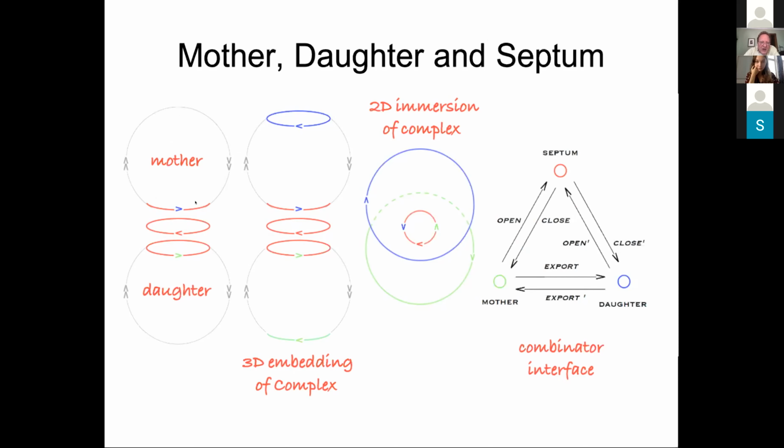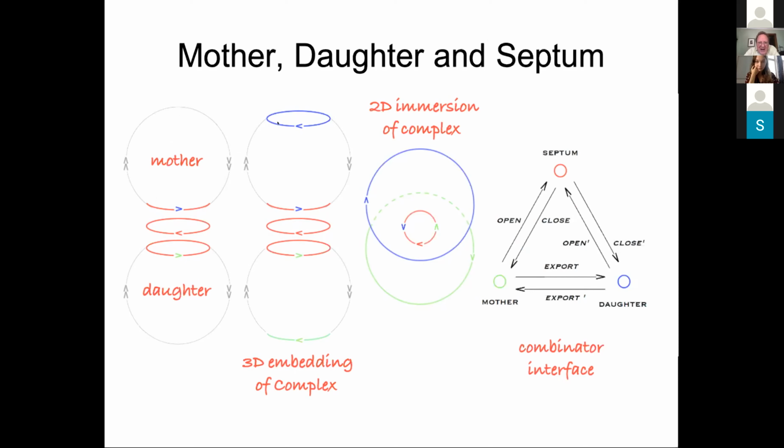This mother cell has got an opening at the bottom. The daughter cell's got an opening at the top. This is a disk, and it divides the mother and daughter cell volumes. I'm going to call that disk the septum, which is in fact what it's called in biology. Now, this is a reasonable biological picture.